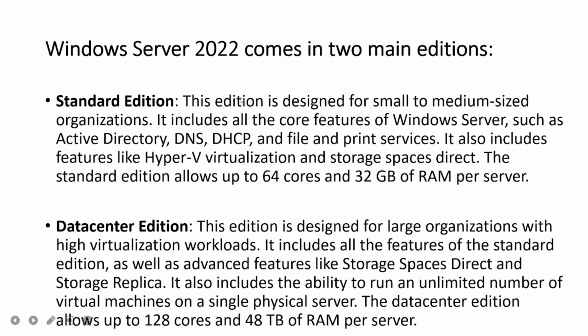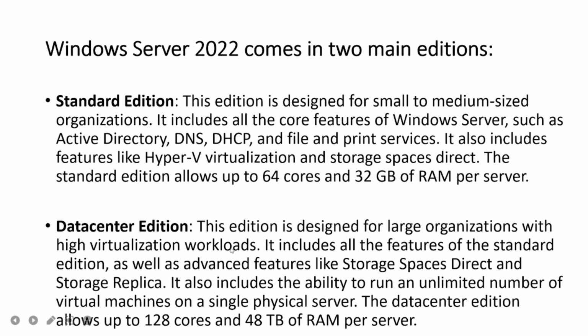The Standard edition is designed for small to medium sized organizations. It includes all the core features of Windows Server such as Active Directory, DNS, DHCP, and file and print services. It also includes features like Hyper-V virtualization and Storage Spaces Direct. The Standard edition allows up to 64 cores and 32 GB of RAM per server. So it is a limitation of this Standard edition; for large organizations, this edition is not suitable.